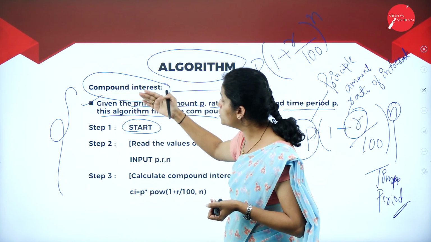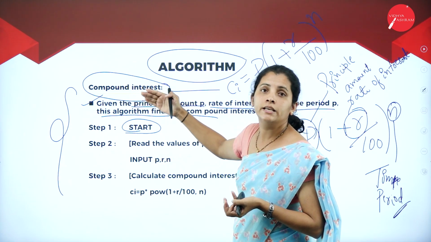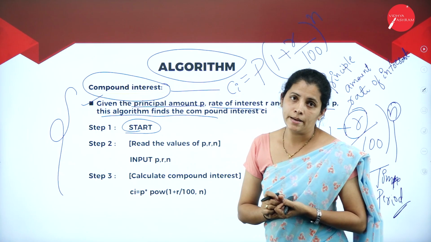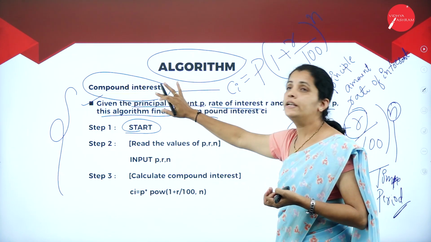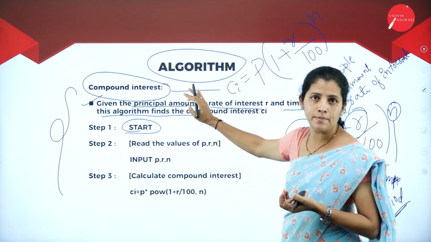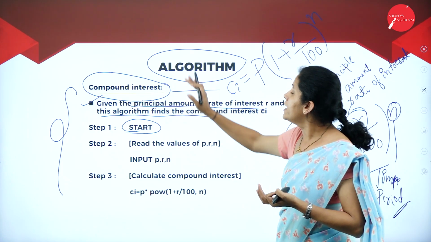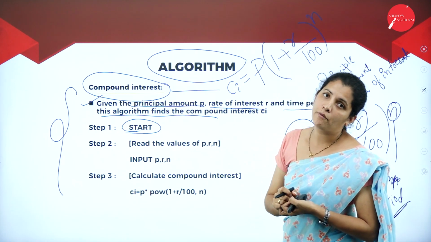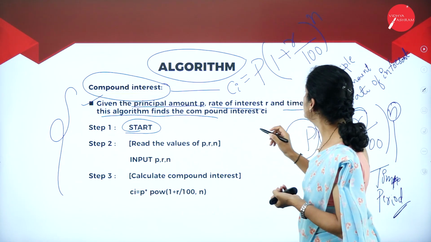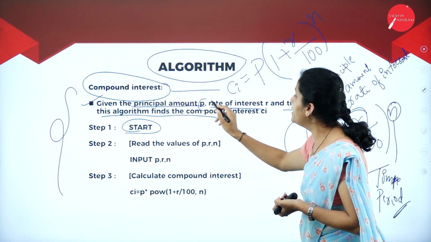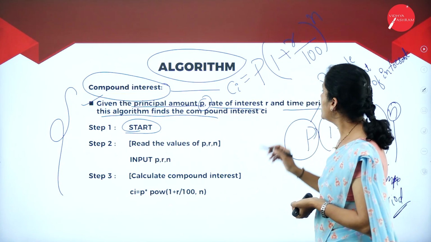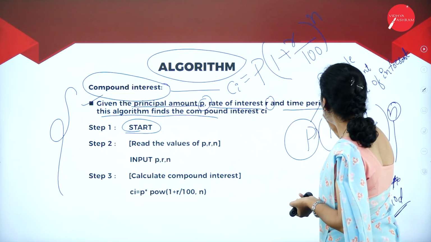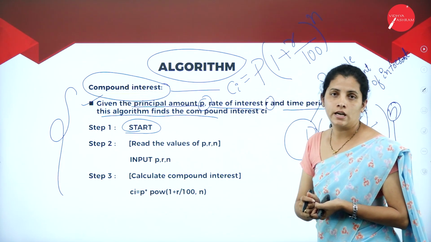That means I'm going to start writing my algorithm. Then what is the next step? That is, I want to identify the input variables. Now tell me, according to this example, which are the inputs I want to read? Here I want to read the P value. Along with that, I want to read the rate of interest value. Along with that, I want to read the time period.